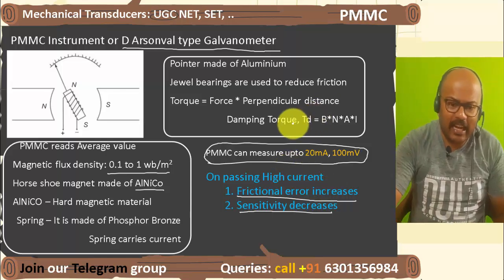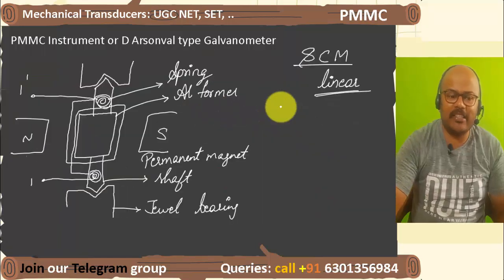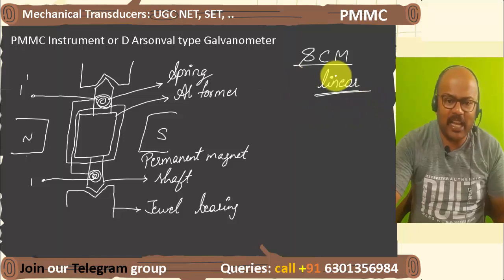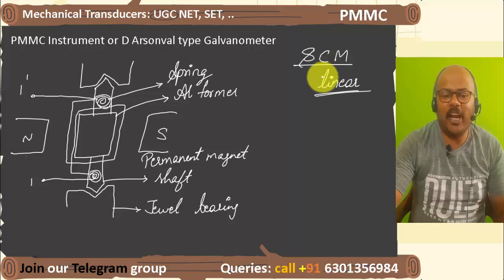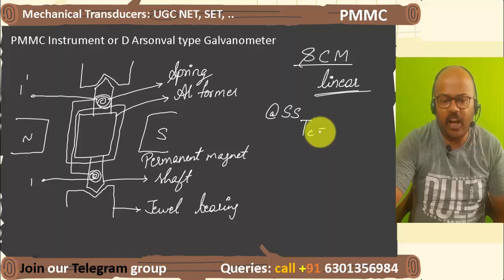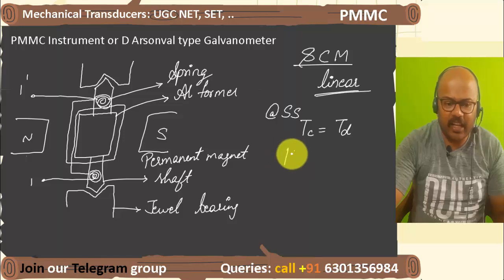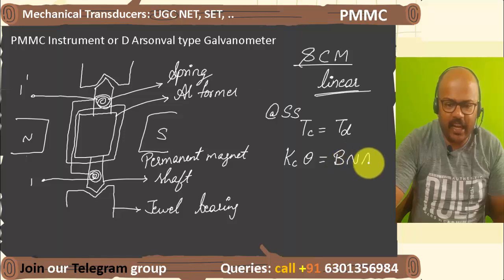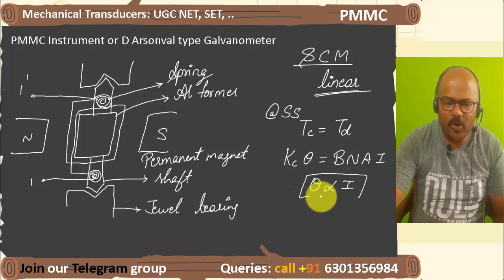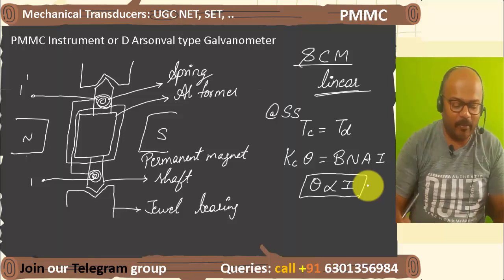Now, this torque is defined as force into perpendicular distance. Now, this PMMC, as I told, it is going to employ spring control mechanism. So, at a steady state, you are going to get the control torque which is equal to the damping torque. The control torque is Kc times theta, which is BNAI. So what I can tell, theta is proportional to I. Proportional means what? Can I tell it is linear? So it employs a linear scale.